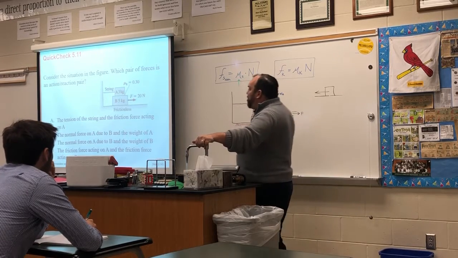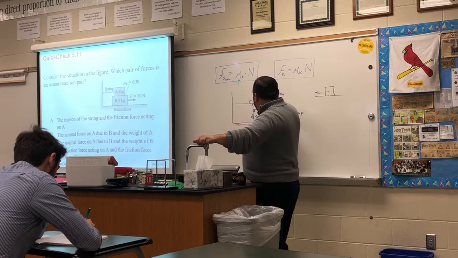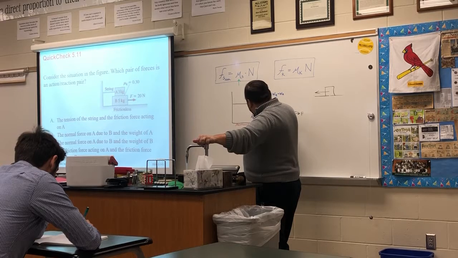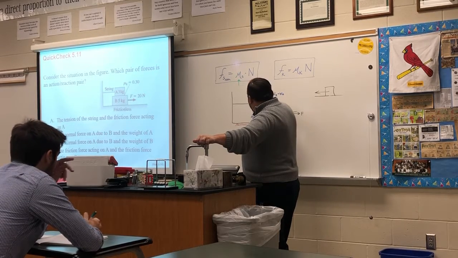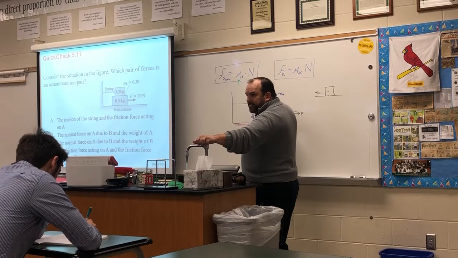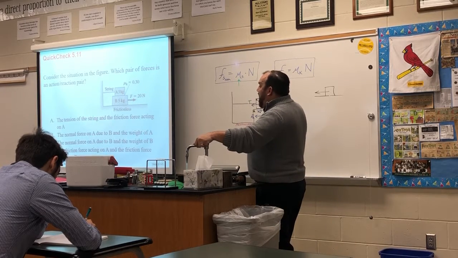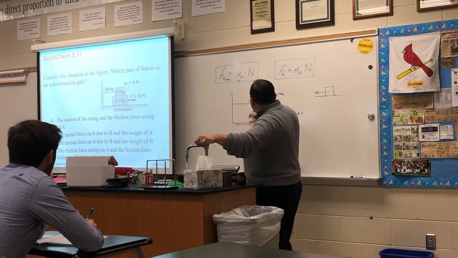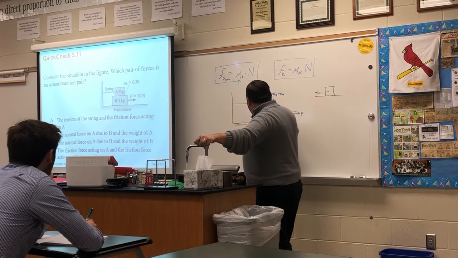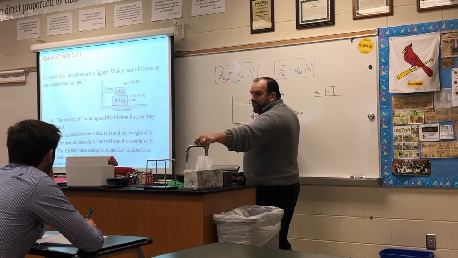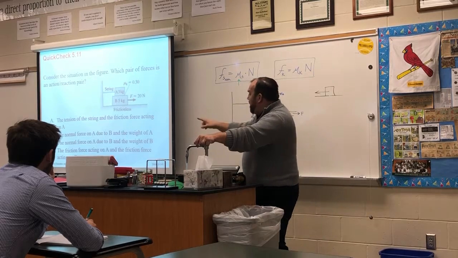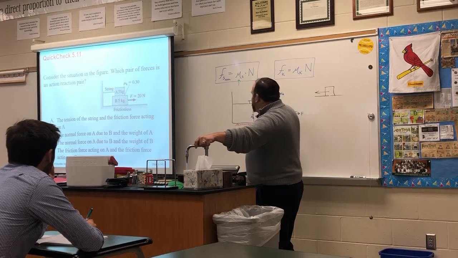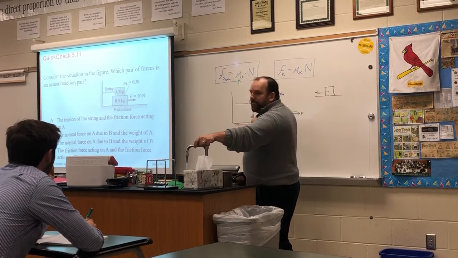How about B? The normal force on A due to B, this block pushing up on that, and the weight of A. Why not? They're not equal. Same object. C, the normal force on A due to B, that same one, and the weight of B. No, they act on different objects, but they're not equal. How about the friction force on A and the friction force on B?